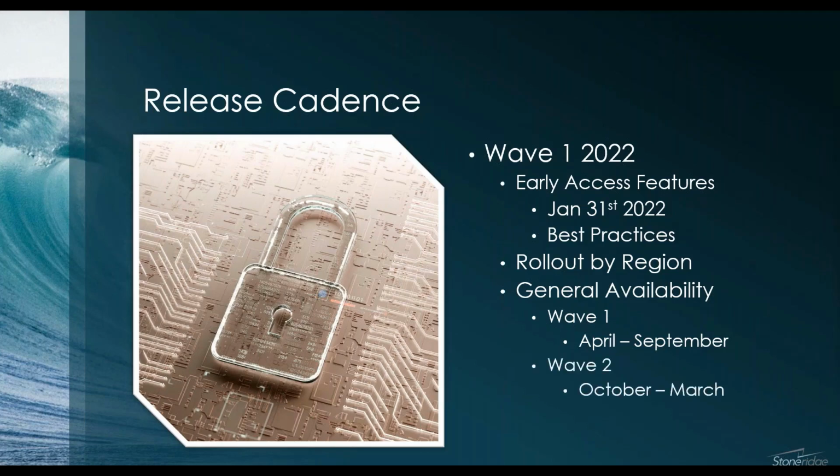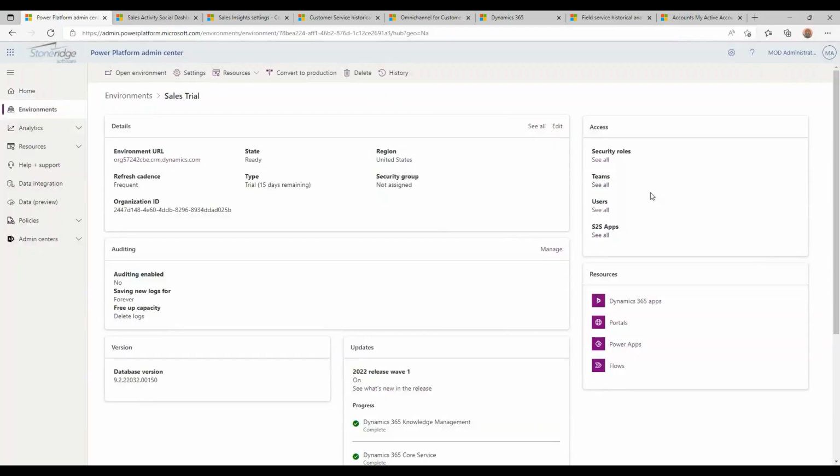And then Wave 2 kicks off. So with Wave 2, the October release, that's going to kick off in October, and a lot of those features slowly roll out over time as well, and may not even be available until March of the following year. So again, just a quick overview of the release cadence there, just to show what that might look like for you as far as going in and enabling these features.